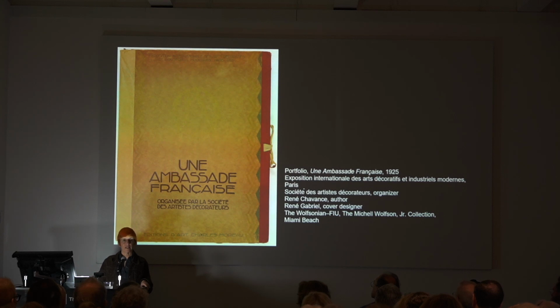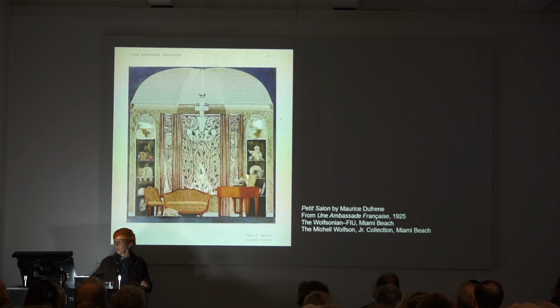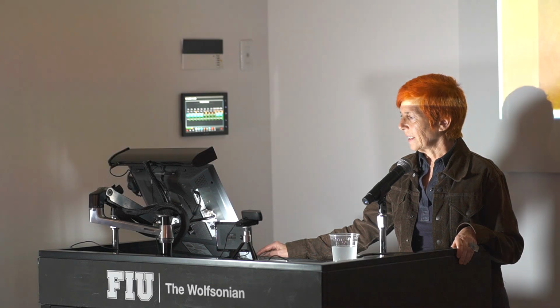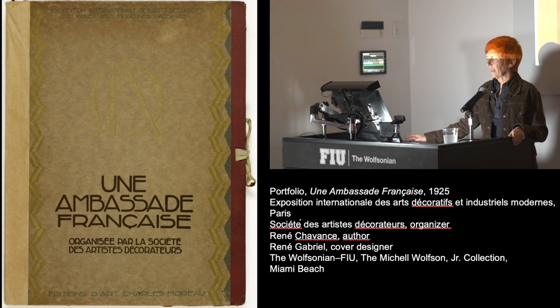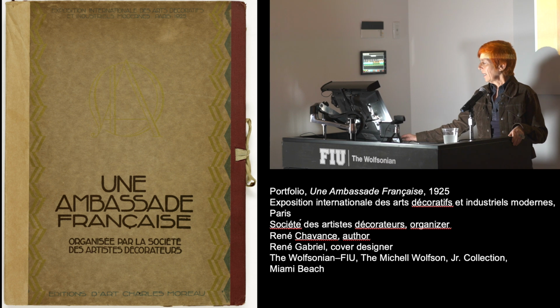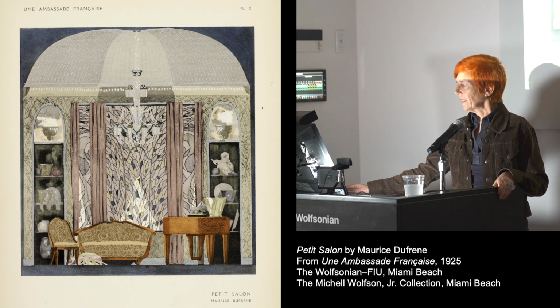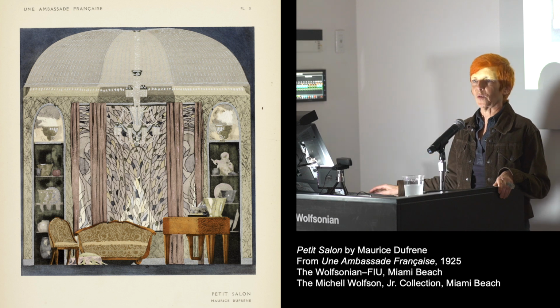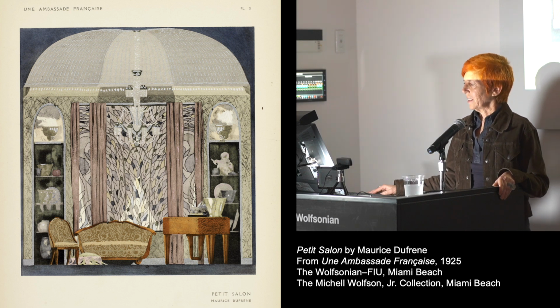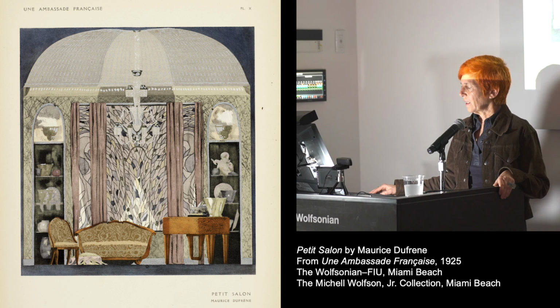One was the Ambassade Française, and the other one was the pavilion of a collector. I'm focusing on the Ambassade Française because it's particularly interesting for me. We have the complete portfolio. You see the cover is by René Gabriel, and this is probably one of the most recurrent images of the interiors in 1925.